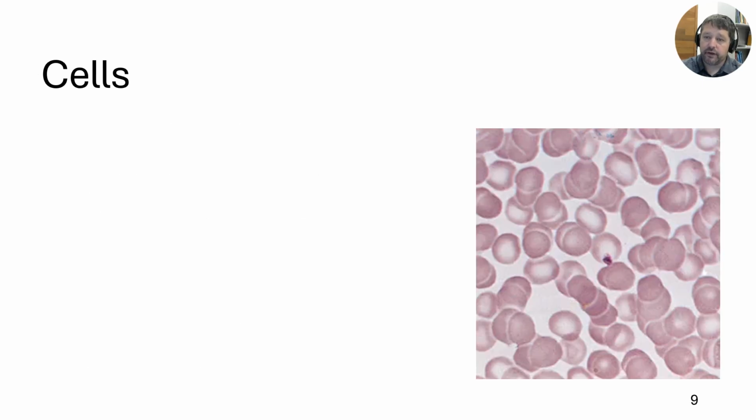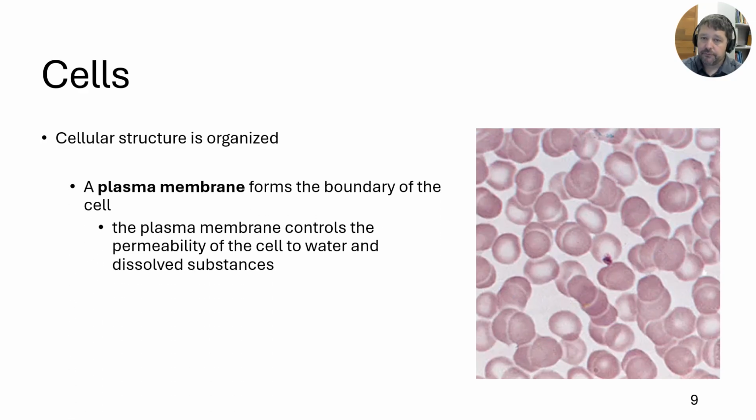All right, so just looking at cells real quick. Cellular structure is organized, and we're going to talk about that organization. It depends on the organism, but cells can be organized based on their outside membrane, their inside membranes, and the material that's inside the cell. So this is red blood cells. These are human red blood cells, and you can see a couple things. This outside ring is called the plasma membrane, sometimes just called the cell membrane.